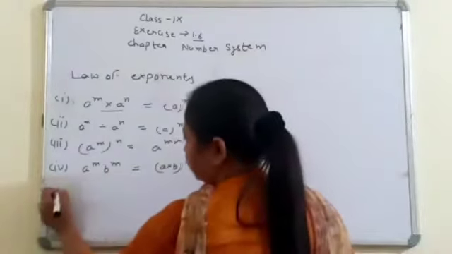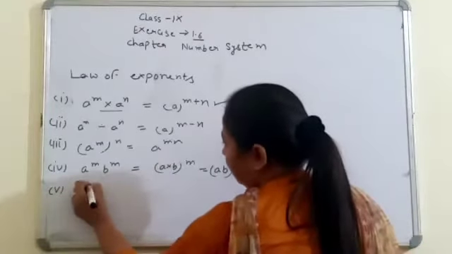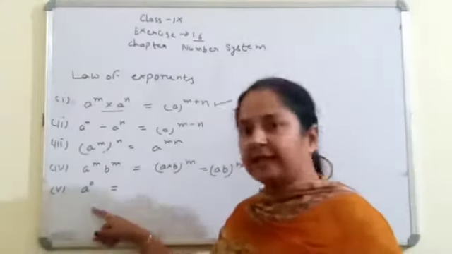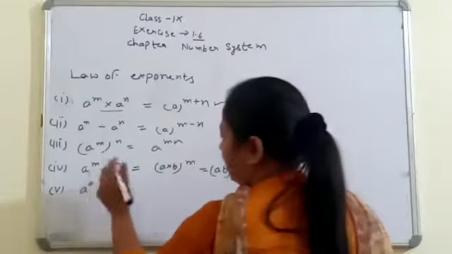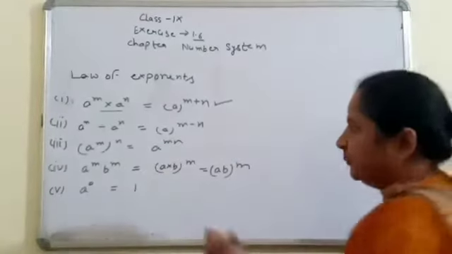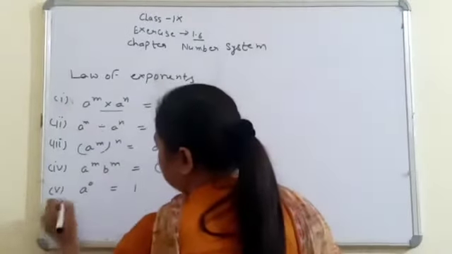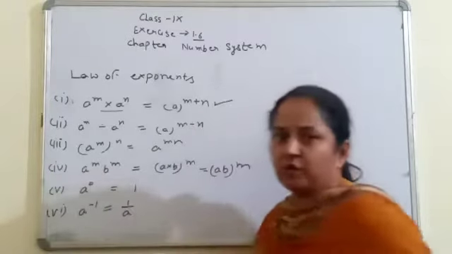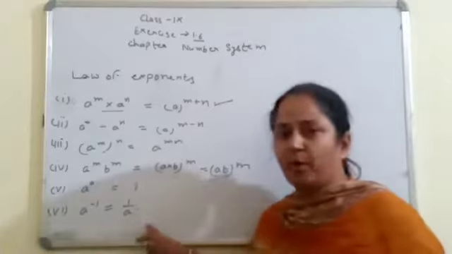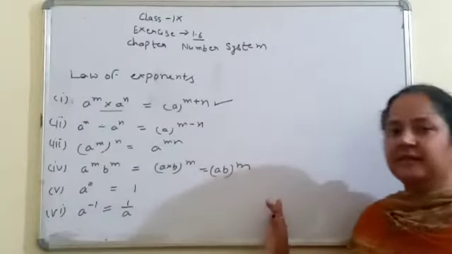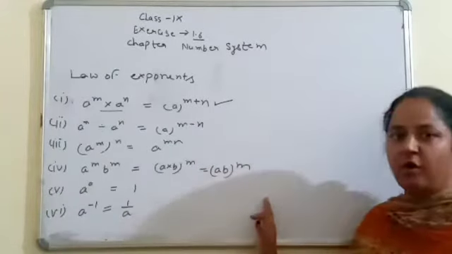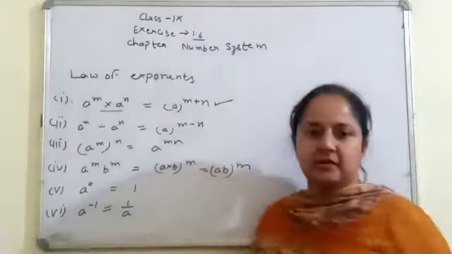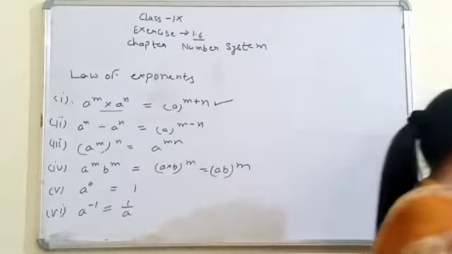Next condition is any number or base having power 0, a naught, its value is 1. Next is a inverse. It means we have to take the reciprocal of it, or we can write it in the form of 1 upon a. Now these are some basic laws. By using these laws I am going to start exercise 1.6. Hope these are clear to you. Now let's start the exercise.